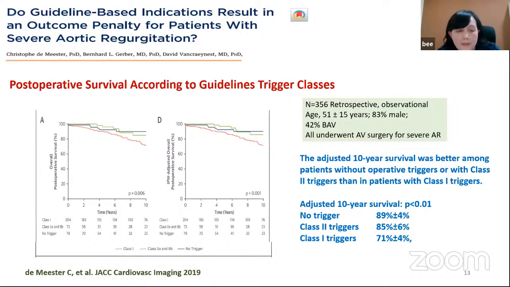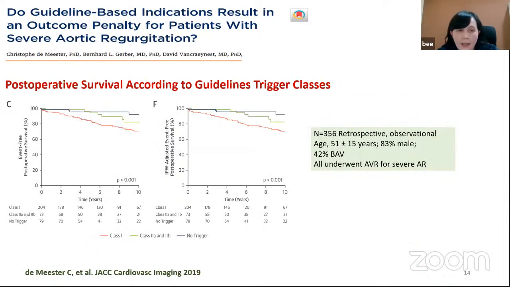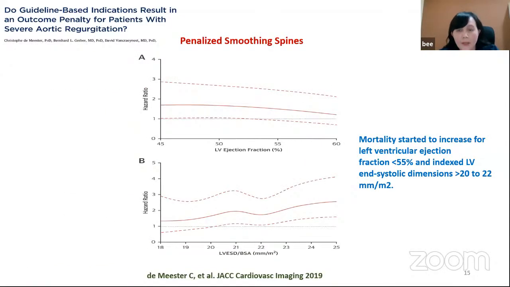Now, the findings of Mentius were actually corroborated by a study conducted by Demister, who showed that the adjusted 10-year survival for those patients undergoing aortic valve surgery for severe aortic regurgitation was better among patients without operative triggers or with class 2 triggers than when compared to patients having class 1 triggers. And these authors also found that freedom from hospitalization for heart failure was actually better in those patients who were operated before the onset of class 1 triggers. And similarly, these authors also found that mortality increased when the index left ventricular systolic dimension was greater than 2 cm/m².